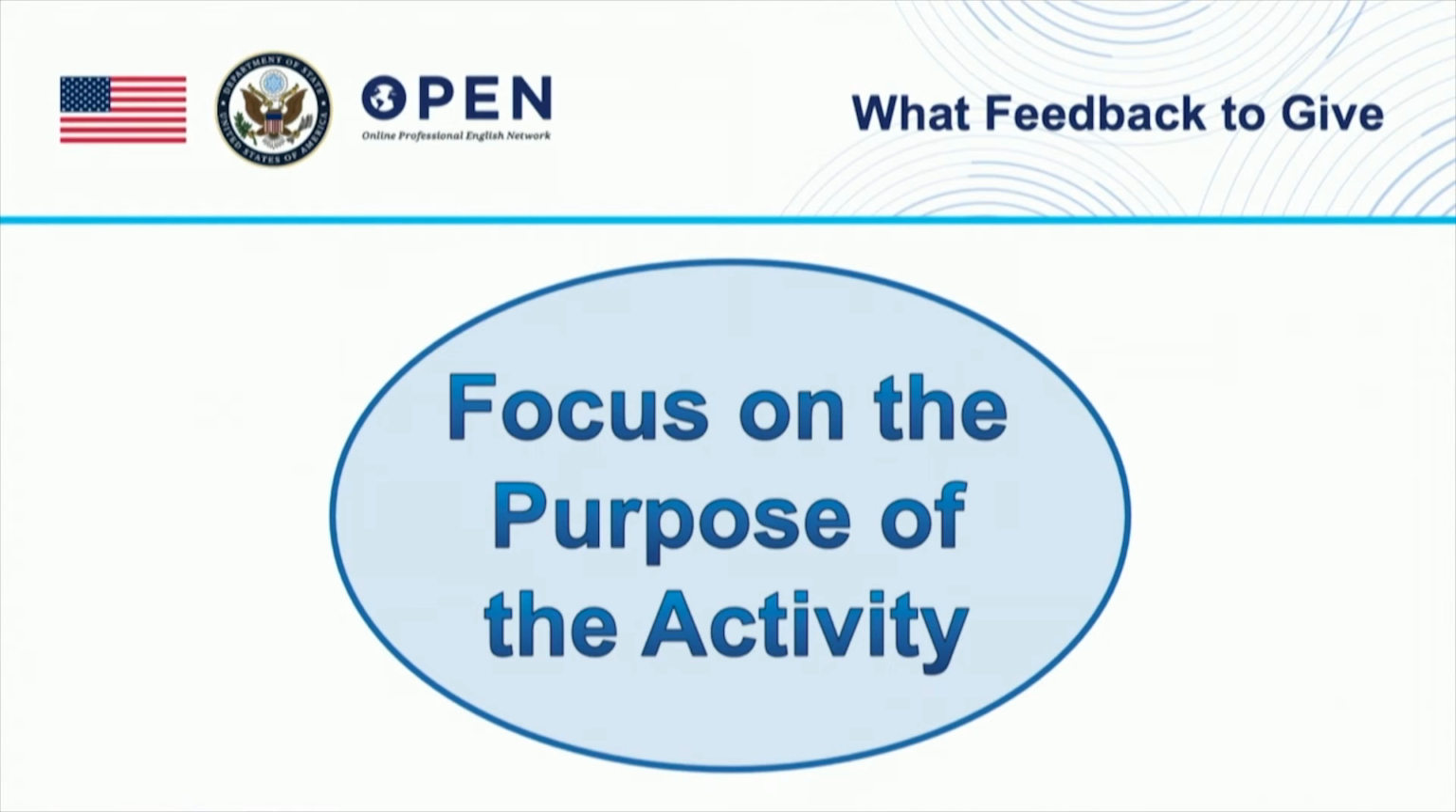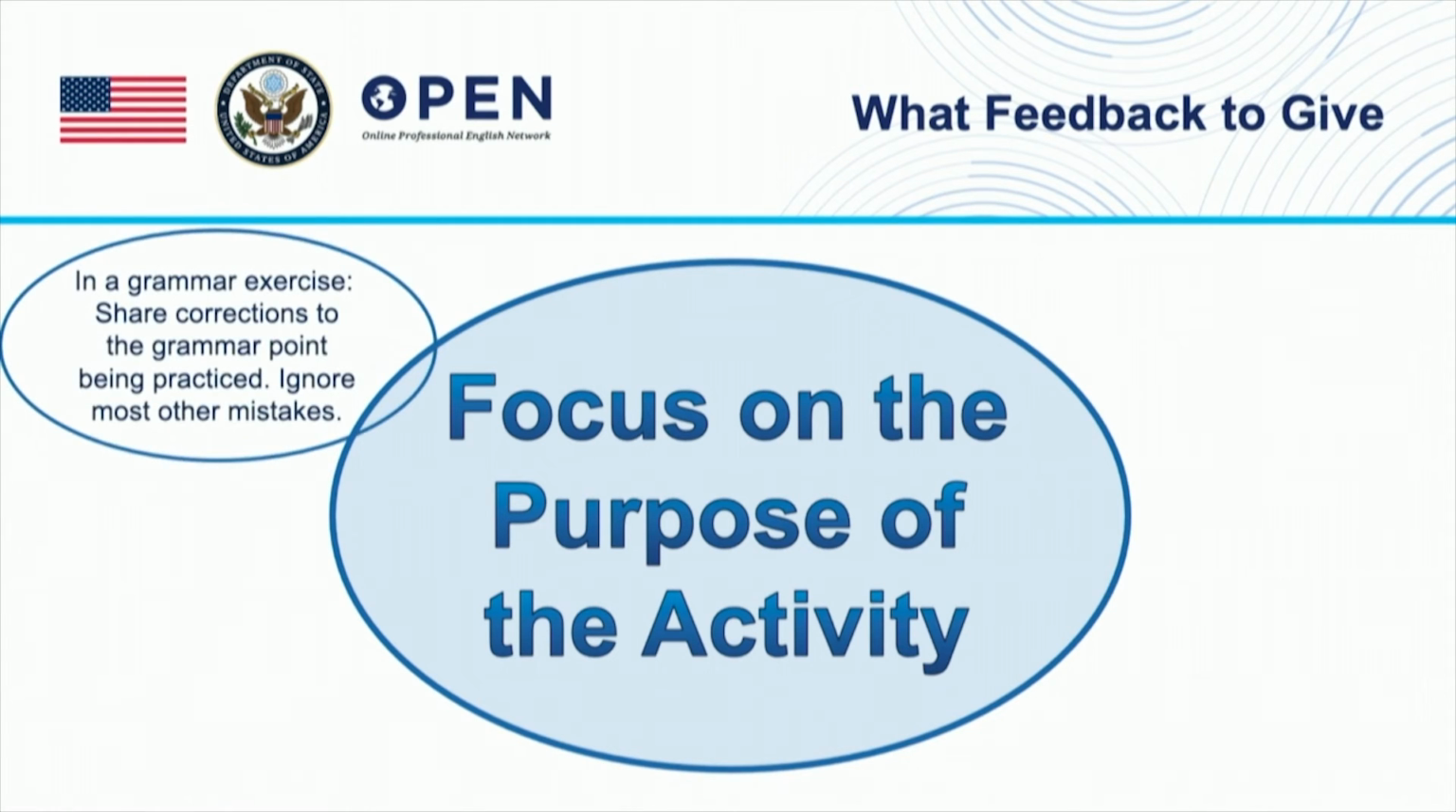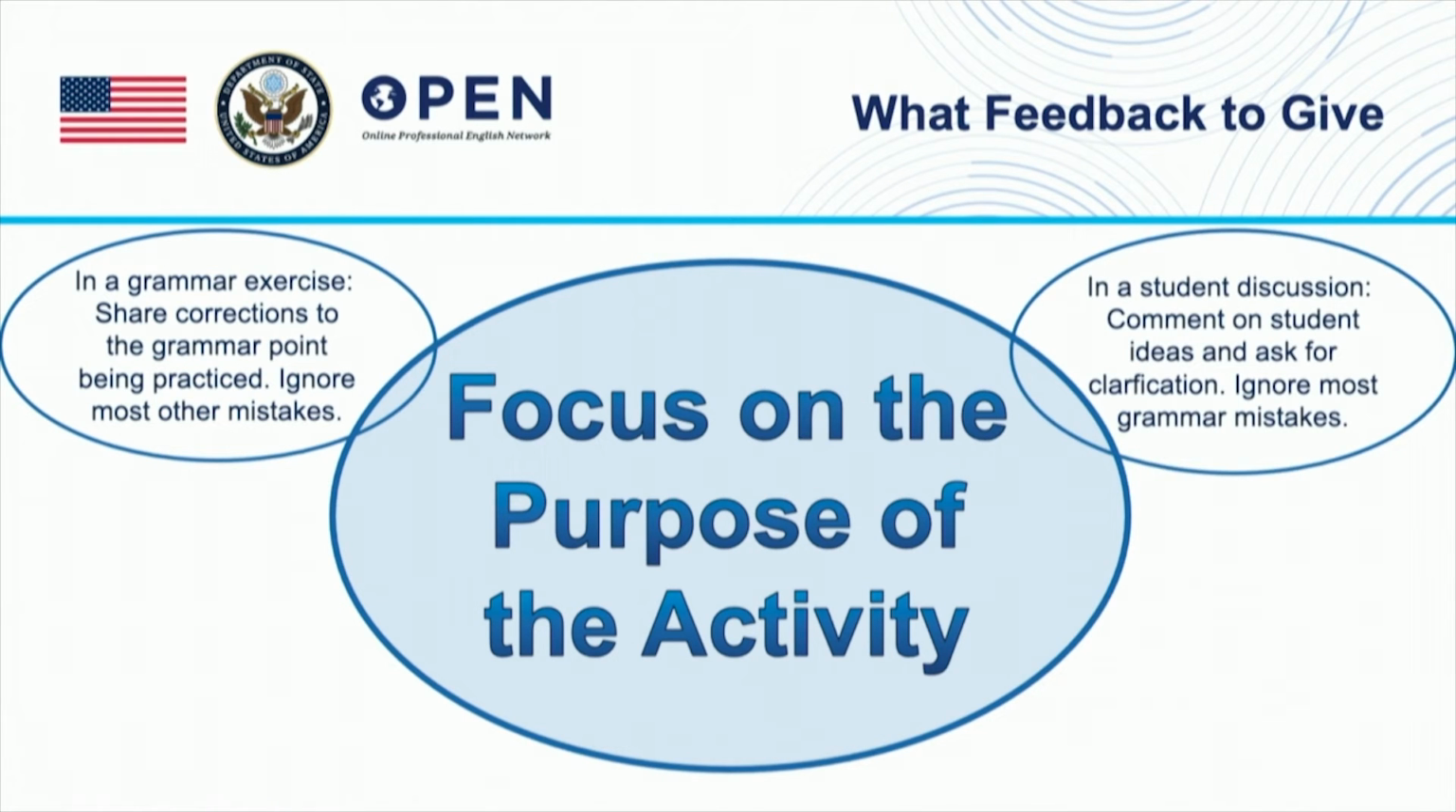What information teachers choose to share when giving feedback also depends on the situation. The most important thing to remember is to focus on the purpose of the activity. If students are doing grammar exercises, for example, teachers can offer explicit corrections or requests for self-correction on the grammar focus of the activity. It would probably be best to ignore most mistakes that are not related to the current grammar focus. If students are having a discussion or writing a journal, teacher feedback can consist of responses to student ideas or requests for clarification.